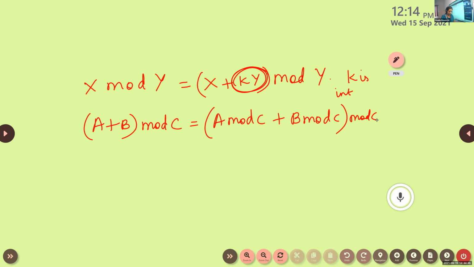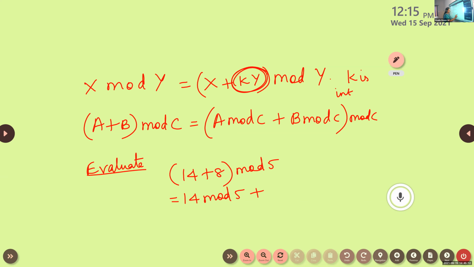For example, write this question. Evaluate (14 plus 8) mod 5. How will you do this? It's a smaller number, so you can easily do this. So it is the same as, either we can add this and find the remainder, or using the property, you can write 14 mod 5 plus 8 mod 5.